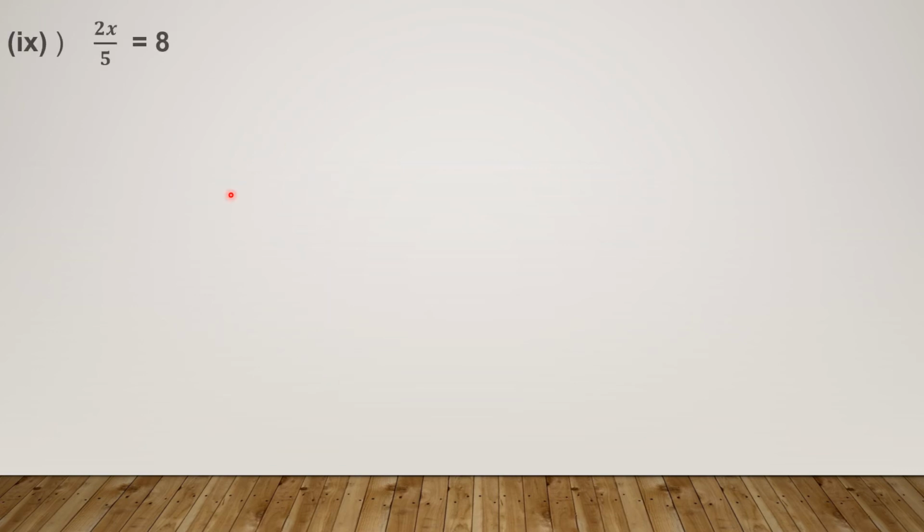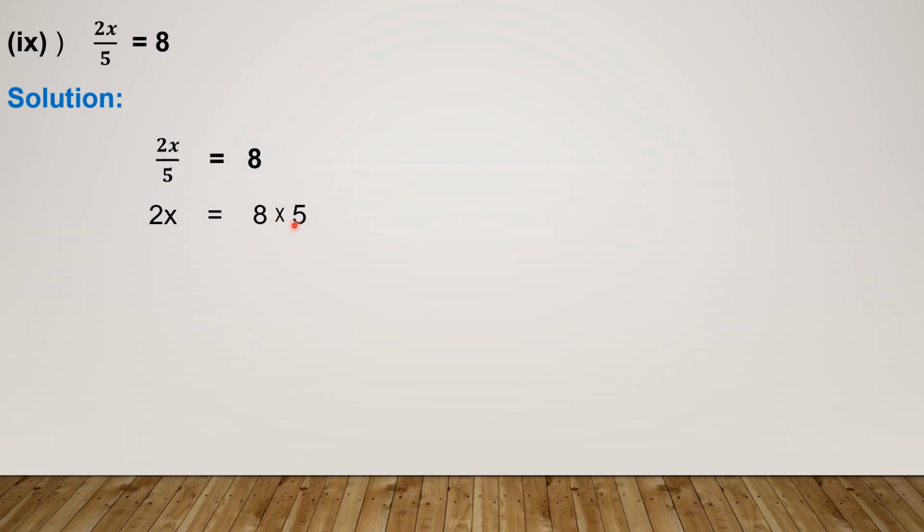Now see part number 9, 2x by 5 is equal to 8. Again students, we have to find the value of x from this equation. It means we need x alone on the left hand side of our equation. Here we have 2x by 5 is equal to 8. Students, first of all, we will move this 5 to the other side. Since 5 is dividing over here, when we move this divided by 5 to the other side, it will simply be multiplied, and we will get 2x is equal to 8 multiplied by 5.